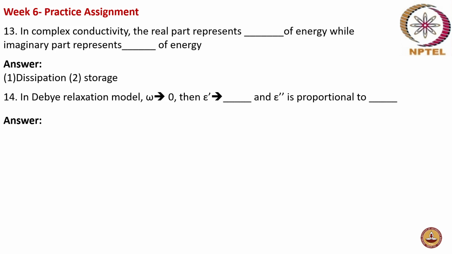And then epsilon double prime is proportional to... Okay, let me give you one more clue. Is it proportional to omega, or is it proportional to 1 by omega? Anyone want to give a try? Proportional to 1 by omega. 1 by omega? Okay, anyway, let's see the answer. As you said, epsilon prime is equal to epsilon s, and epsilon double prime is proportional to omega.